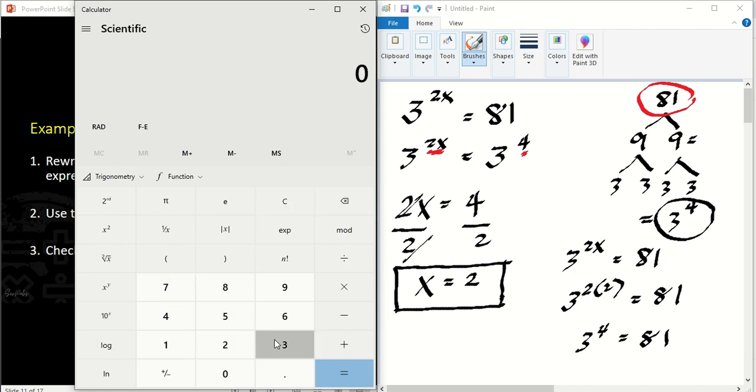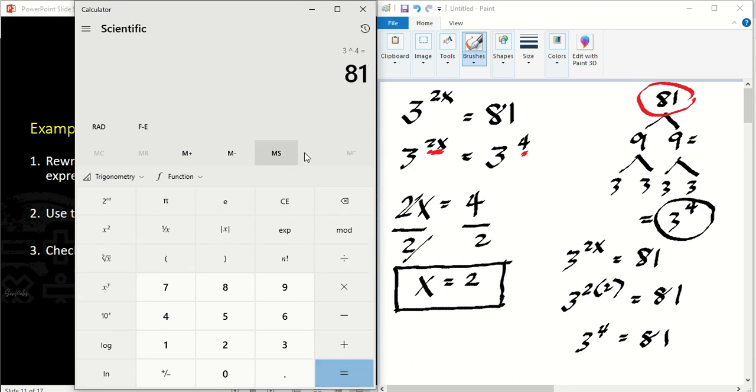3 exponent of 3. Hindi pala pwede to. Ito pala exponent ko. So, ito exponent natin. Ito pa. 3 exponent of 4. So, equal 81.